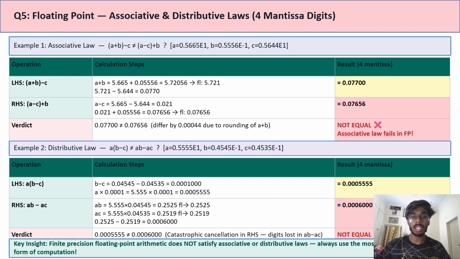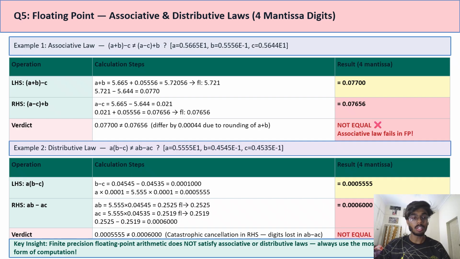So for this we have a equals 0.5665 e1, b equals 0.5556 e minus 1, and c equals 0.5644 e1. Now we evaluate the calculation for LHS. After substituting the values for a, b, c, we end up getting 0.0770 as the result of LHS, and by substituting the values in RHS, we end up getting 0.07656. Here we can clearly see that both use the same variables, but in a different order they do not give the exact same result. Here the error occurred.